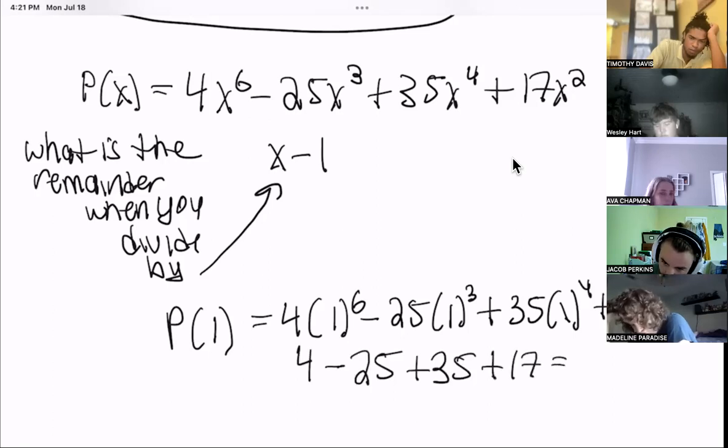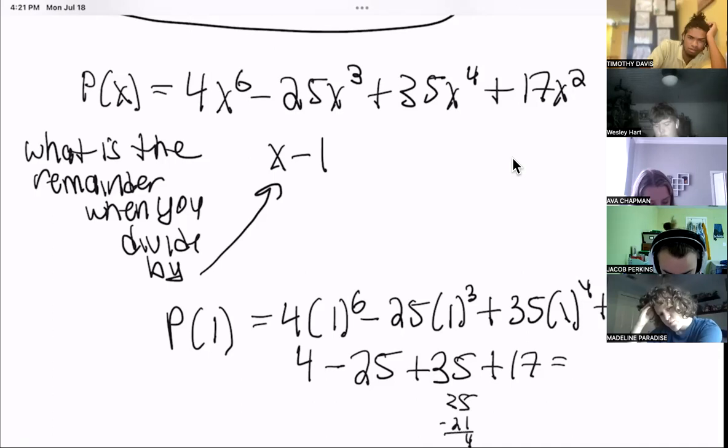I'm going to add these together. Let's see. That's negative 21. So that's 14, 14, 17, 31. I got 31. Anybody else get 31? 35, negative 21, that's 14 and 17. Yep, 31. Did it 2 ways. All right, equals 31.